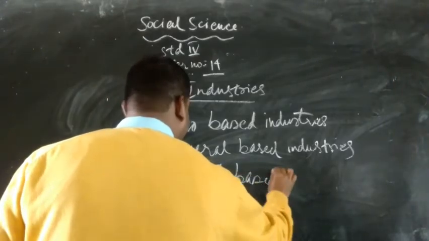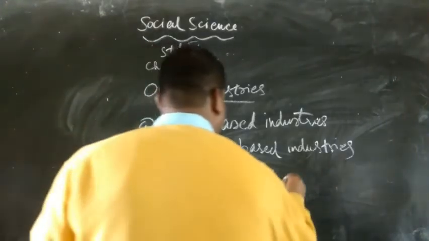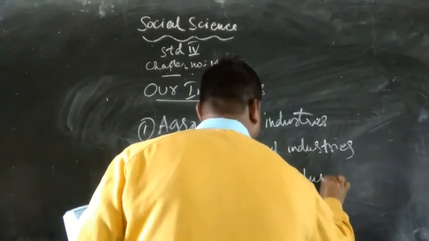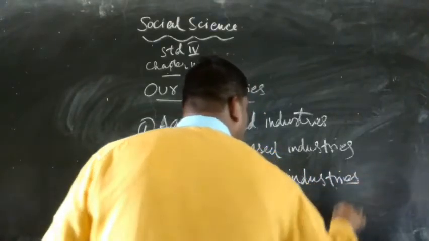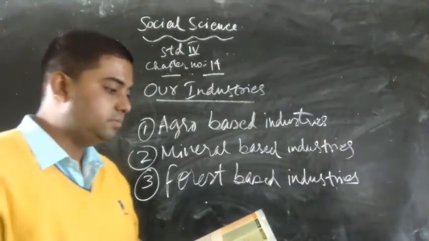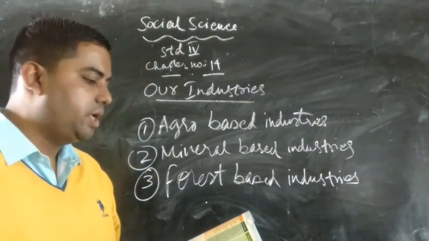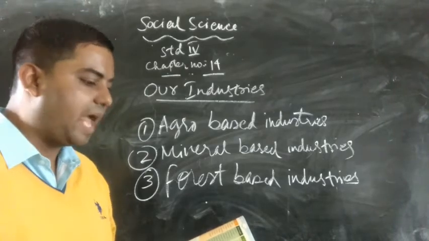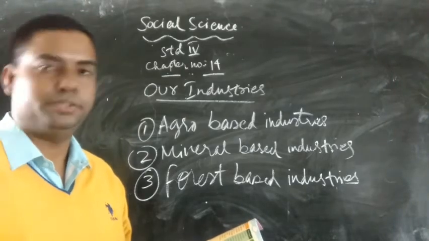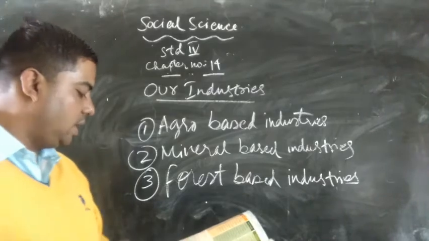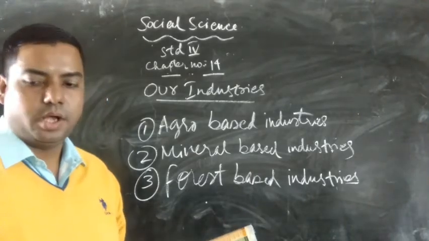Now what are forest-based industries? They use forest products as the raw materials. So forest-based industries are those industries, my dear children, which use the forest materials or the forest products as their raw materials. For example, shipbuilding industry uses wood as raw material, and paper is made out of pulp from these trees. So this is the type of industry on the basis of raw materials.